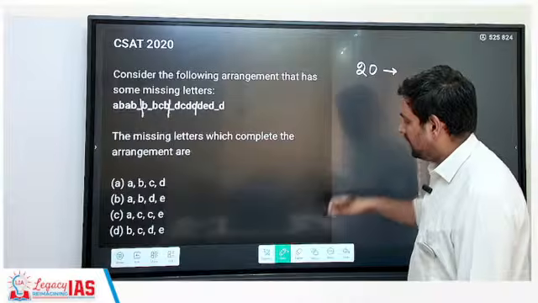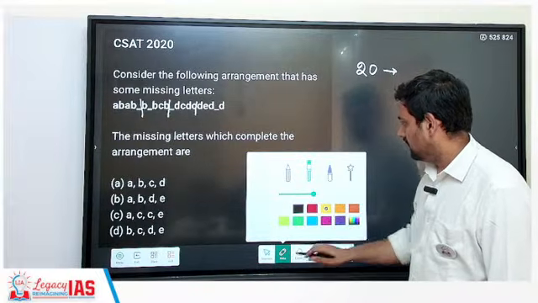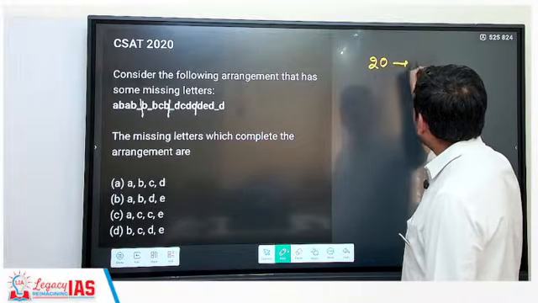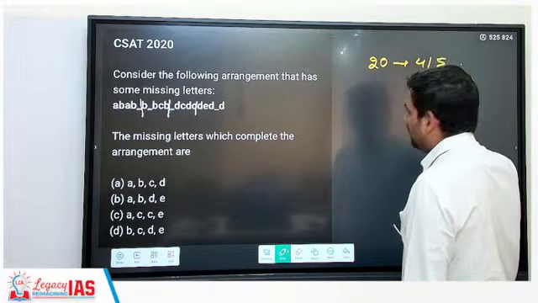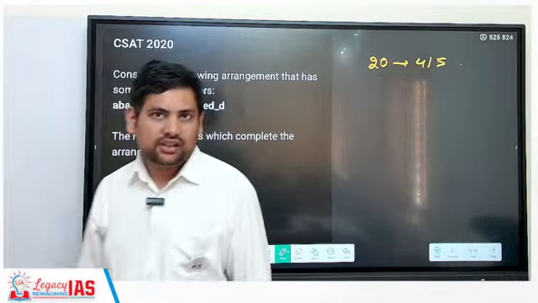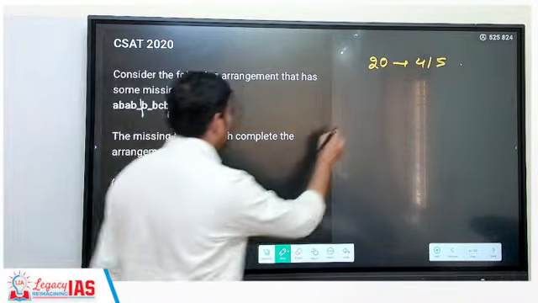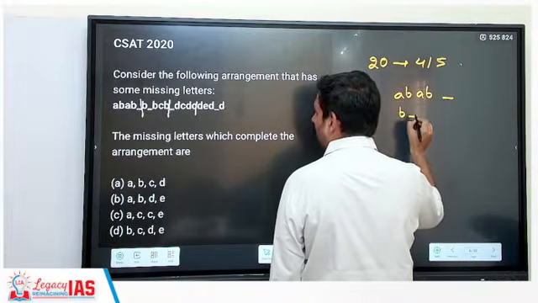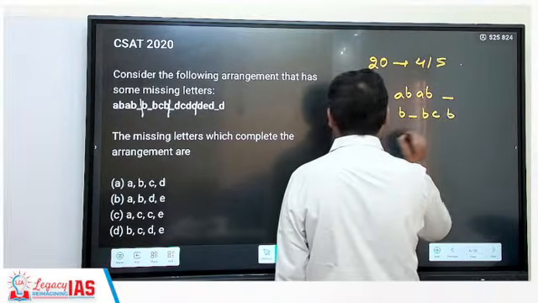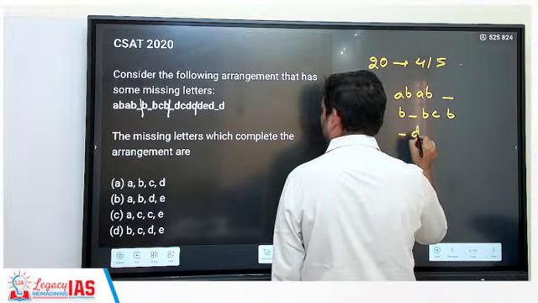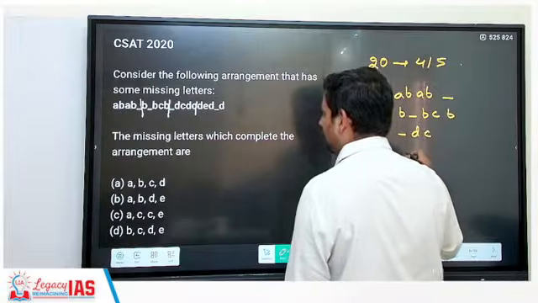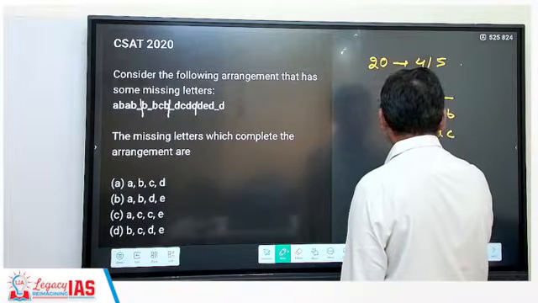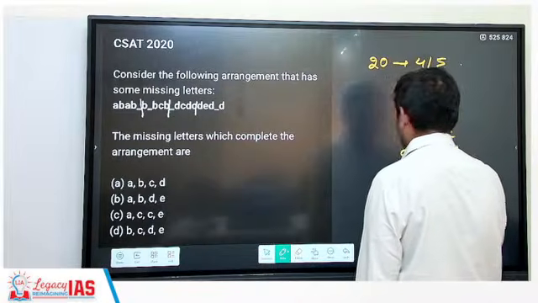Now in this 20 letters, how you can divide it? 20 is divided as 4 or 5. What is the priority order? You always pick 5, correct? So now I start writing it. So it becomes AB, AB dash, then B dash, B, C, B, then dash D, C, D, C, and last is D, E, D dash D. This is the pattern.